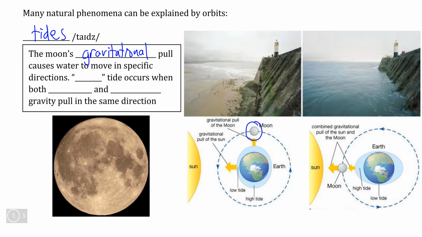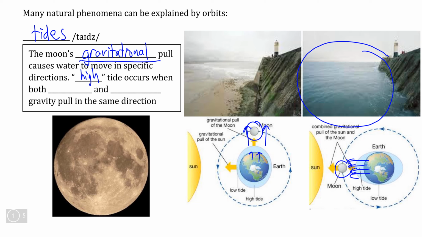So if the moon were positioned here, its gravitational pull would cause the water in Earth's oceans to move this way. And likewise, if the moon were here, its gravitational pull would cause the water in Earth's oceans to move this way. So tide is simply the movement of ocean water on Earth in response to the moon's gravitational effects on Earth.